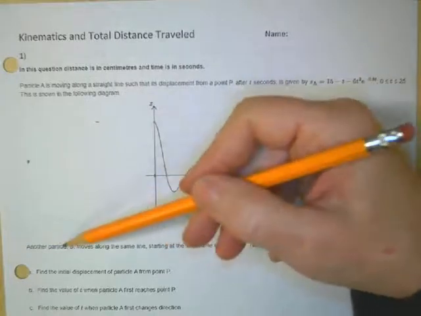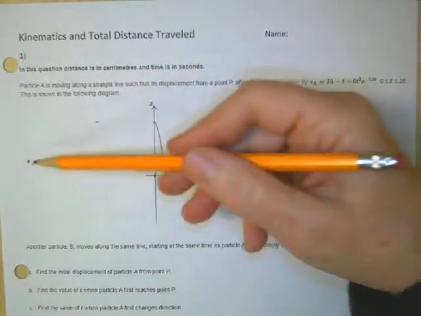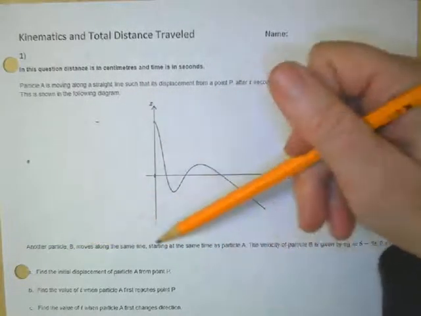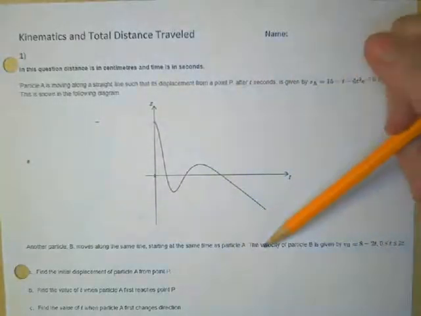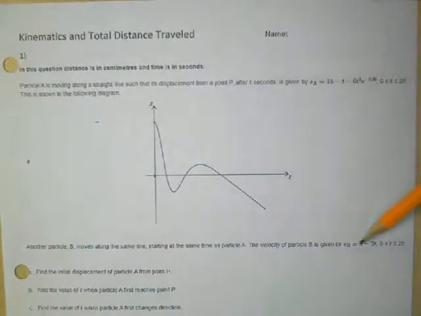Another particle B moves along the same line, starting at the same time as particle A. The velocity of particle B is given by this. So we have a position function, the displacement function, and we have a velocity function. But these are for two different particles. So there are two things moving around, and they're moving on a straight line.